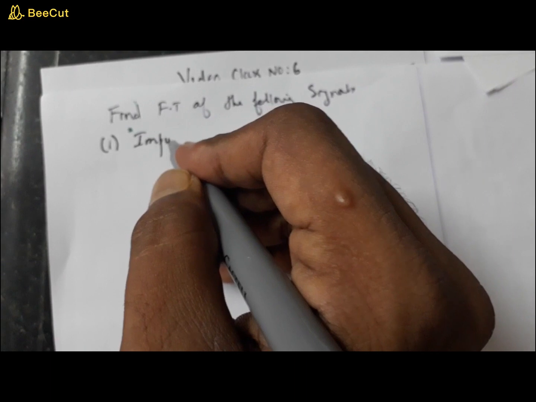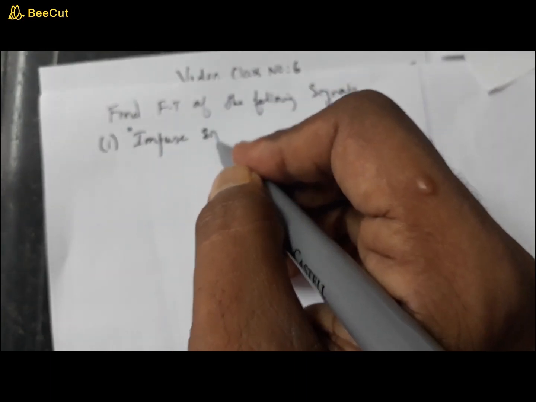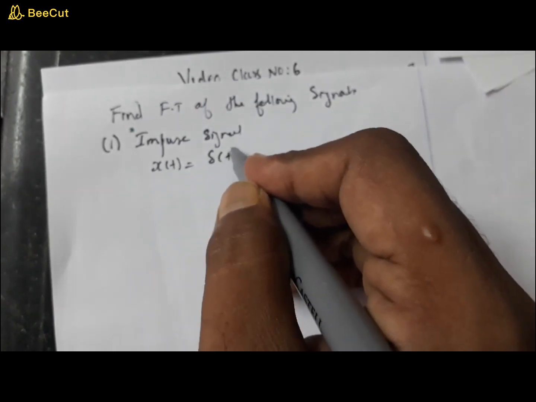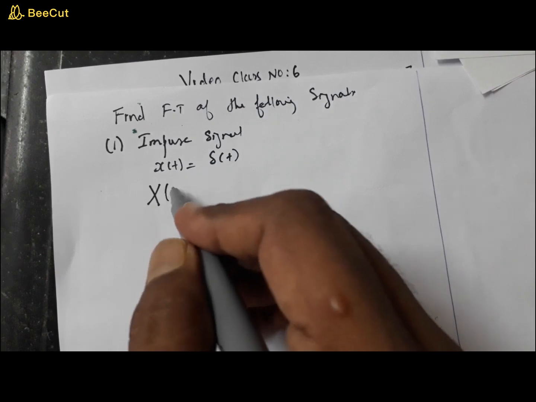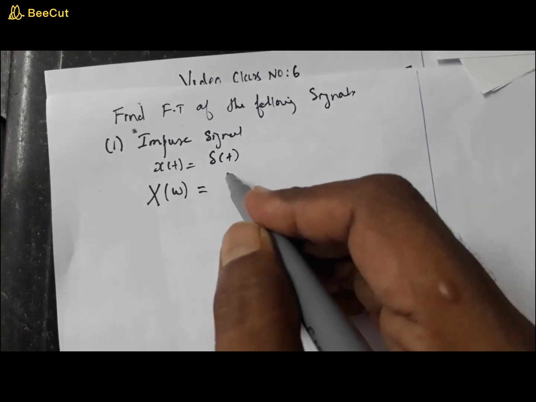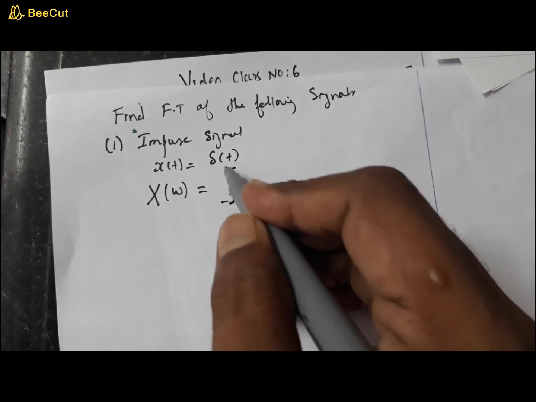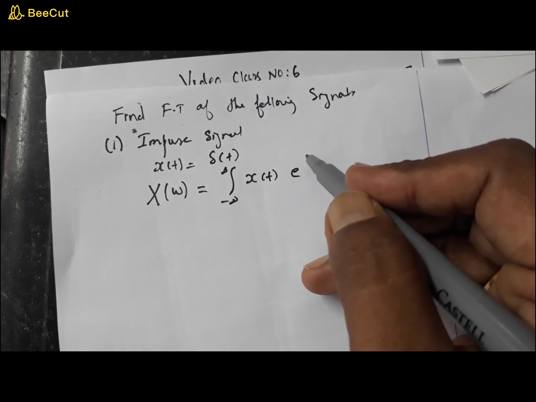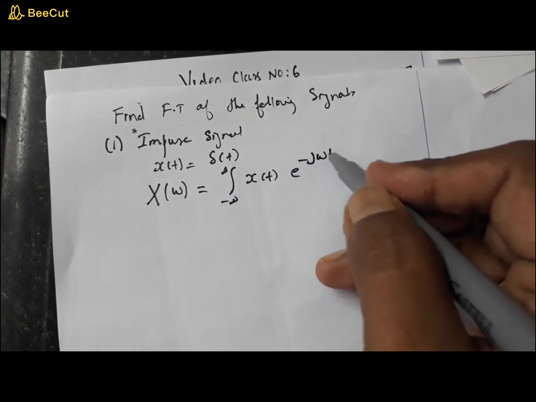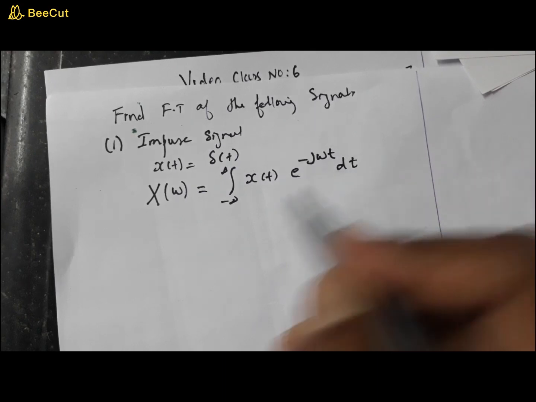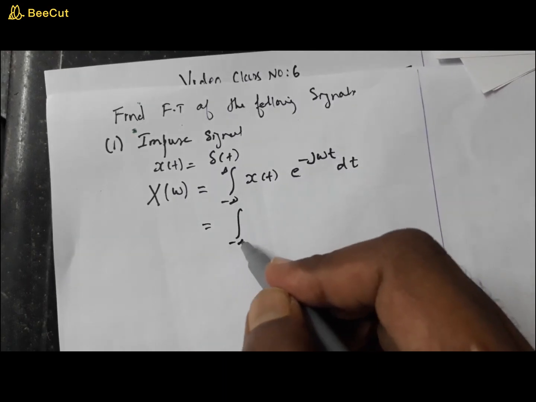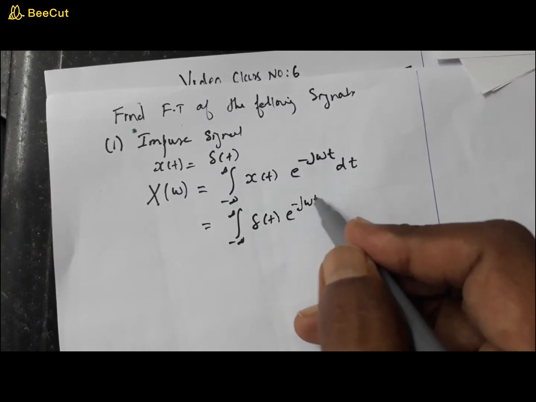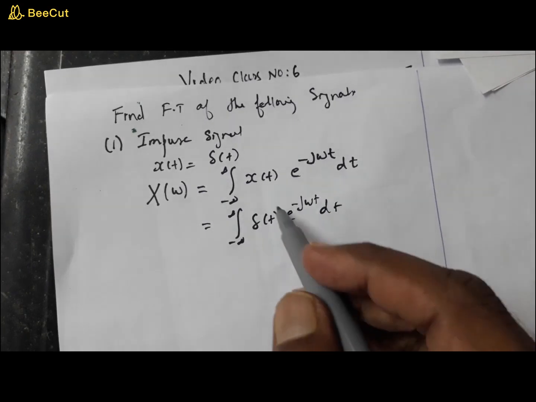We know what an impulse signal is. That is, say x of t equals del of t. Now you are asked to find X of omega. X of omega is the integral from minus infinity to plus infinity of x of t e raised to minus j omega t dt, and this is the integral from minus infinity to plus infinity of del of t e raised to minus j omega t dt.